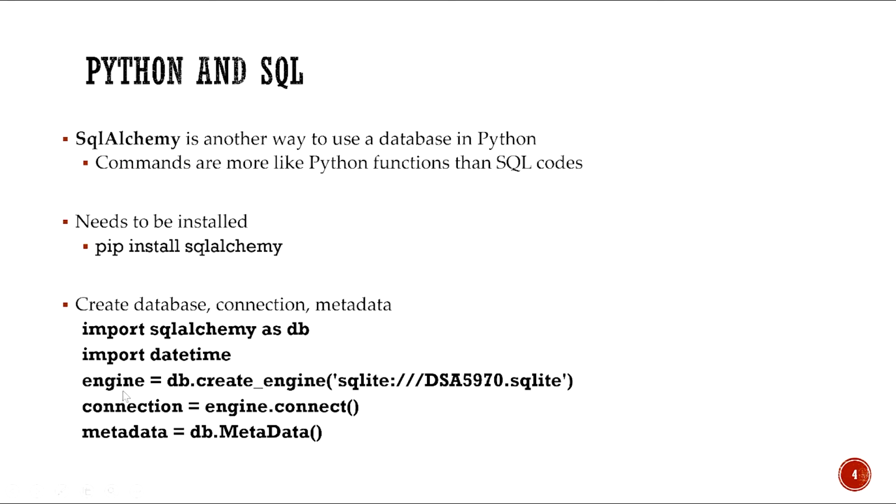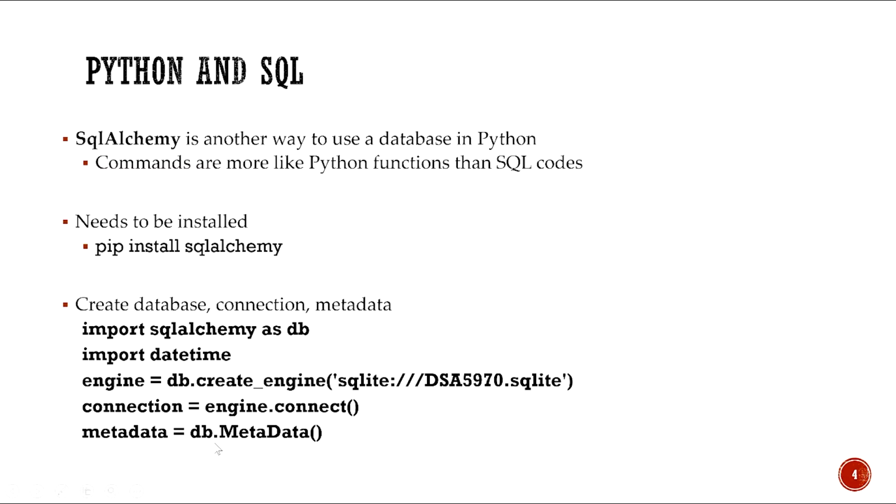So to define the engine, we call db, which refers to SQLAlchemy, and then we use the function named create_engine, and then we use SQLite as the connection. And the database name is DSA5970.sqlite. And then we need to create that connection. So we have a connection variable, we call engine.connect. Now we have established the connection to the database.